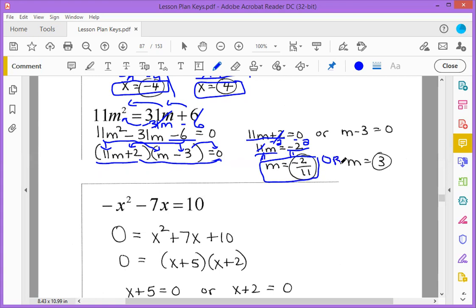Our second factor was m minus 3. We take m minus 3 and set it equal to 0. And then we're going to solve this equation by adding 3 to both sides of the equation. The 3's cancel on the left side, leaving m. And on the right side, 0 plus 3 gives us 3. So here's our solutions, negative 2 11ths or 3.